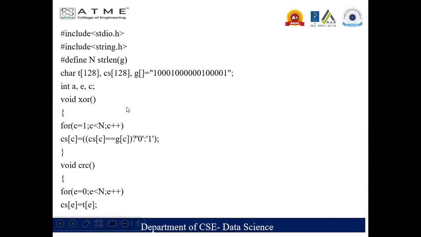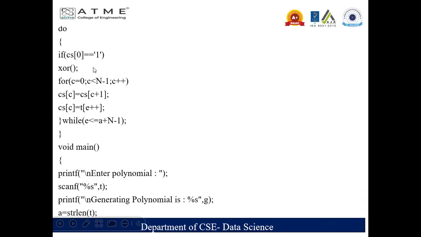So we have written the same function here, void XOR. For c equal to 1 to n, if CS and G are both the same, then the value will be 0. If it is not the same, if it becomes false, then it will be 1. So that is the XOR operation that is done. So if the leftmost bit is 1, then the XOR operation will be performed.